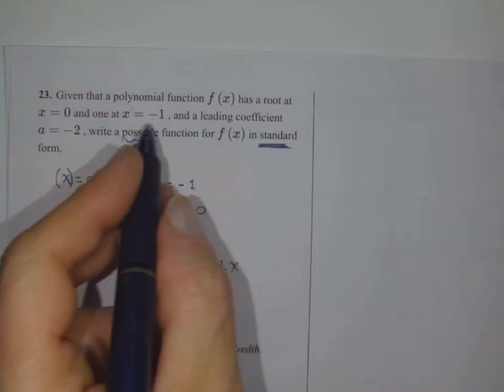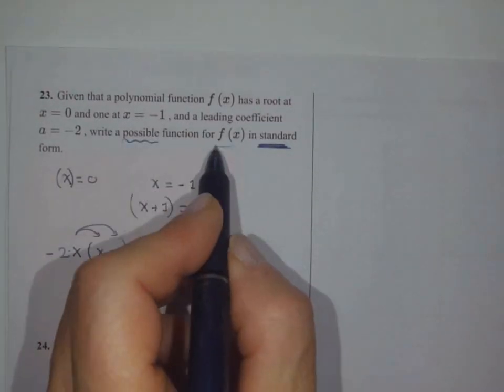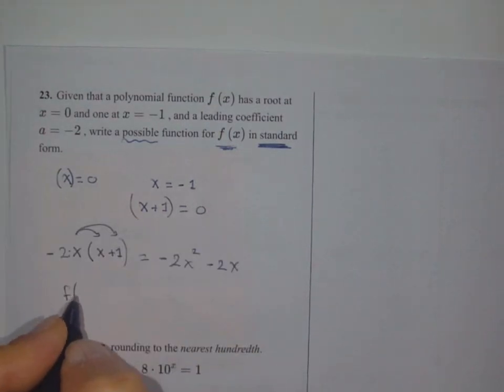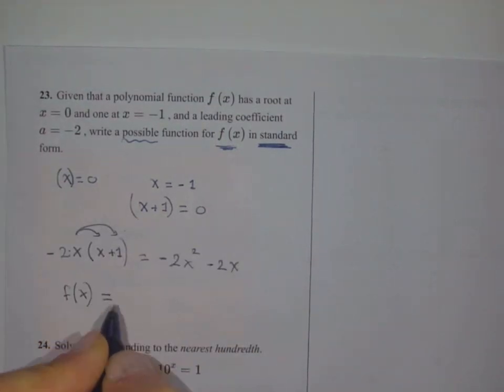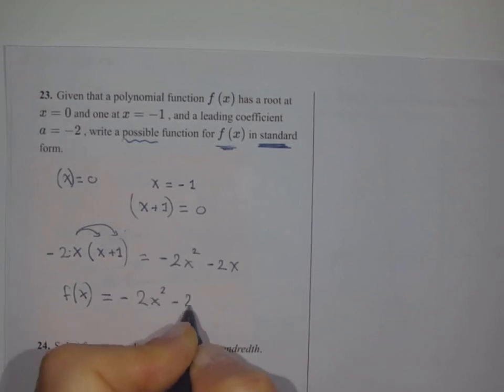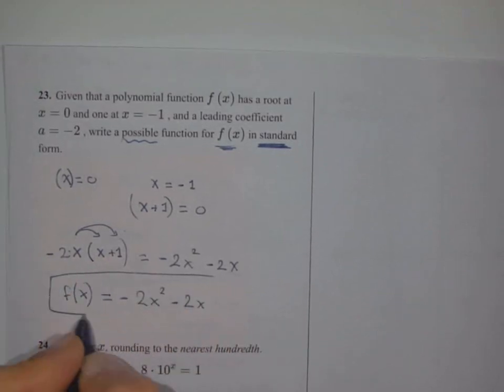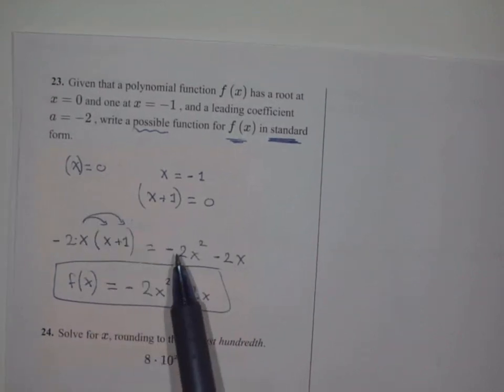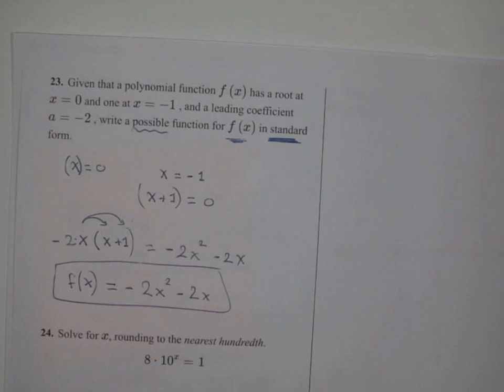So the polynomial, make sure that when they give you a name, you use the name they give you to name your polynomial, right? You cannot change that. f of x equals -2x squared minus 2x will be our answer. This polynomial would have a root at -1, one at 0, and a leading coefficient of -2.